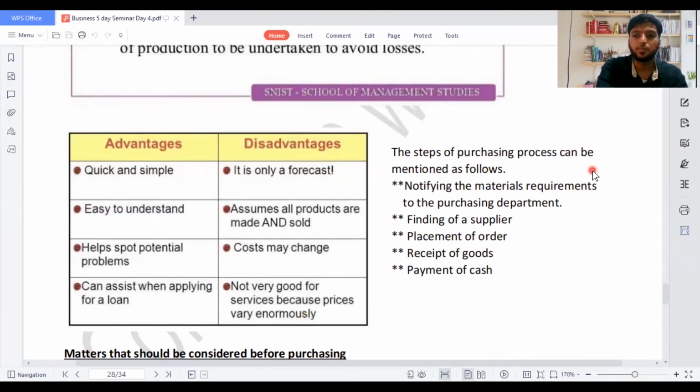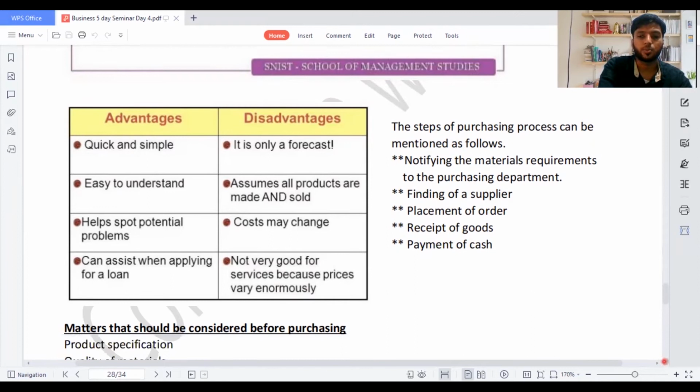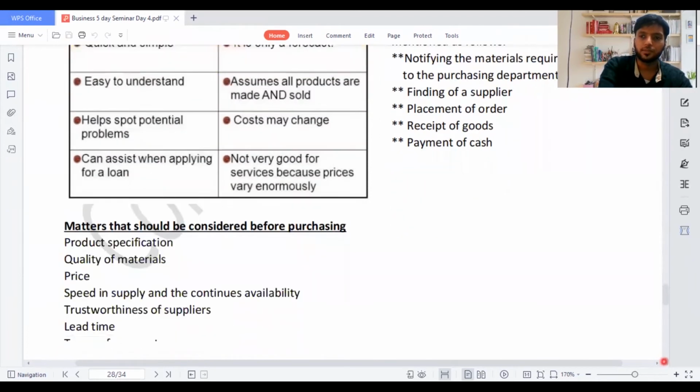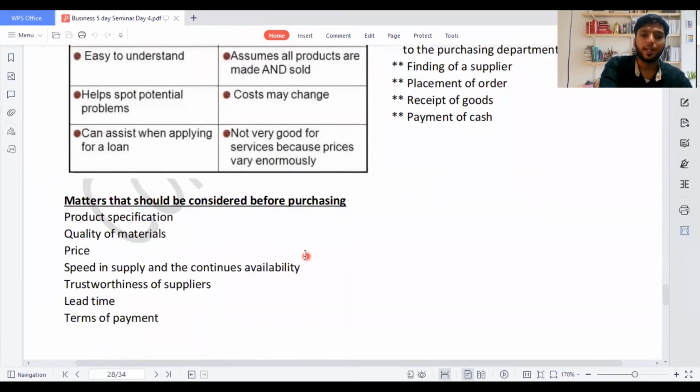The steps of the purchasing process can be mentioned as follows. When you are purchasing a product, what are the steps you need to follow? Notify the material requirements to the purchasing department, like what things you want to purchase. You need to inform the purchasing department. Then find a supplier who is going to give you the product at a lower cost. Then you place an order, bring the goods, and pay the cash. That's how the purchasing department works.